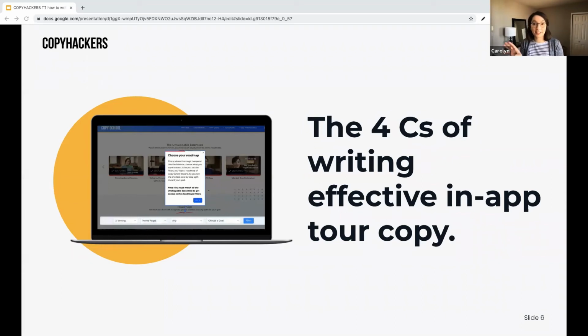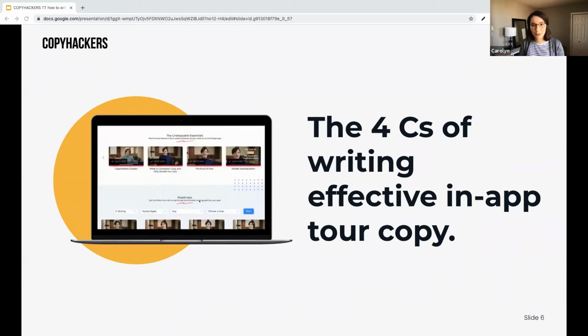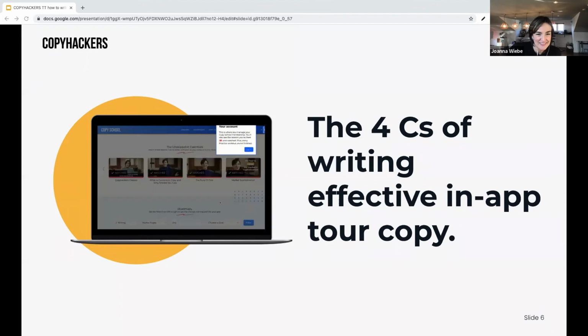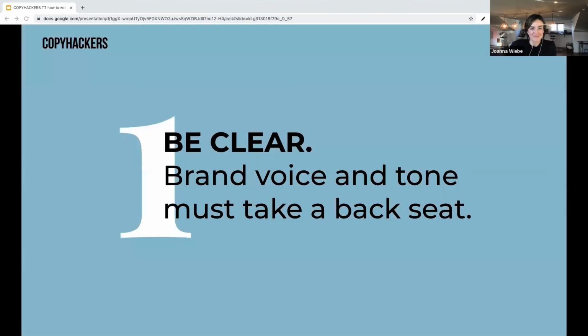And this GIF is our new in-app tour copy, which you will see soon. Yeah, it looks cool. Awesome. So first, be clear. This really, all the time, be clear.